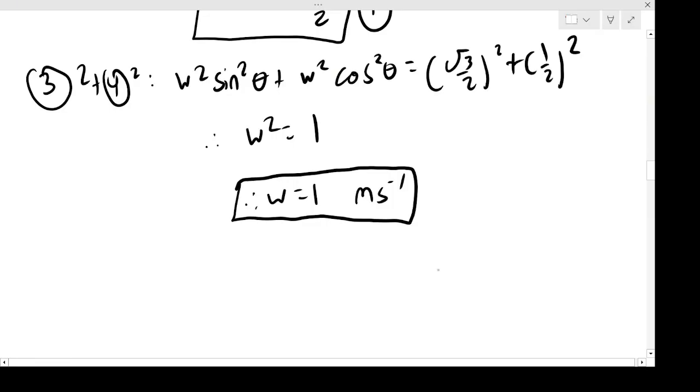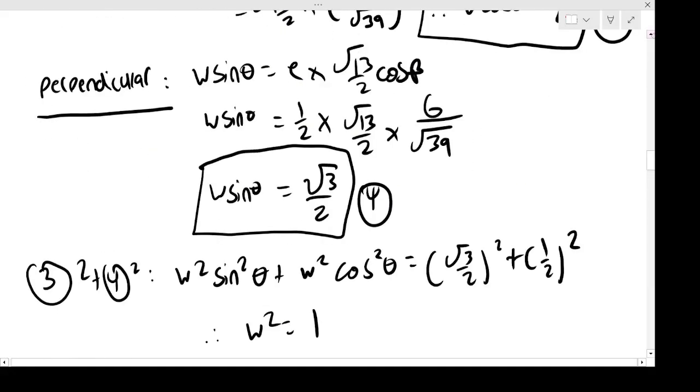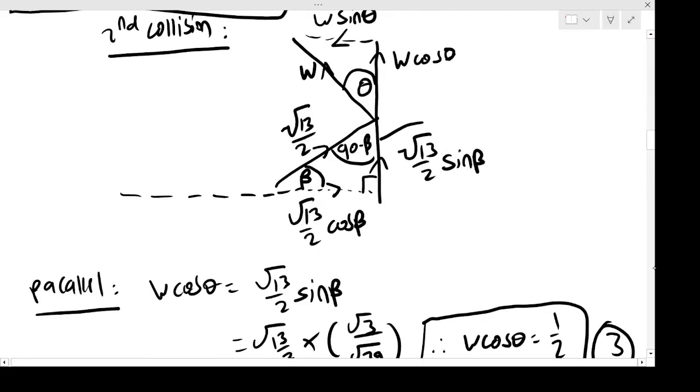Okay, there we are. Then we want to find theta, so we're going to have to divide the equations. So that's going to be W sine theta over W cos theta, right?